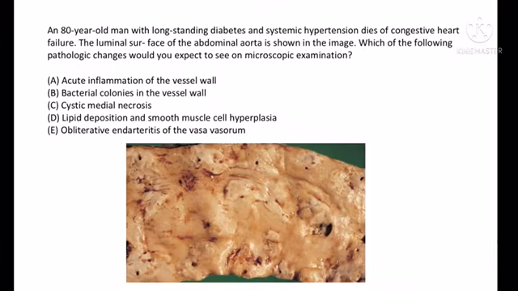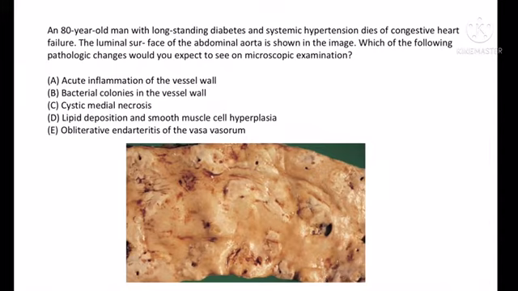An 80-year-old man with long-standing diabetes and systemic hypertension dies of congestive heart failure. The luminal surface of the abdominal aorta is shown in the image. Which of the following pathological changes would you expect to see on microscopic examination? Acute inflammation of the vessel wall, bacterial colonies in the vessel wall, cystic medial necrosis, lipid deposition and smooth muscle cell hyperplasia, or obliterative endarteritis of the vasa vasorum.